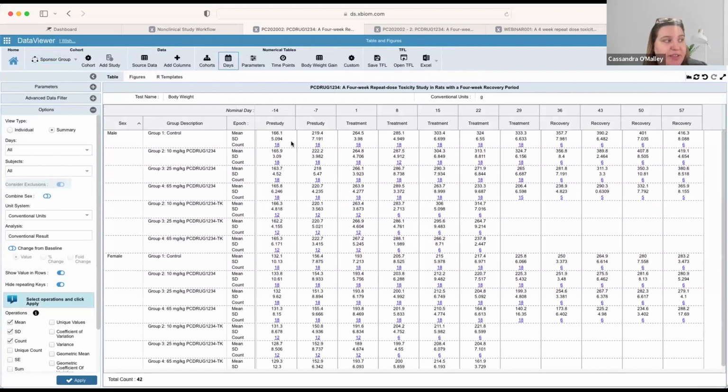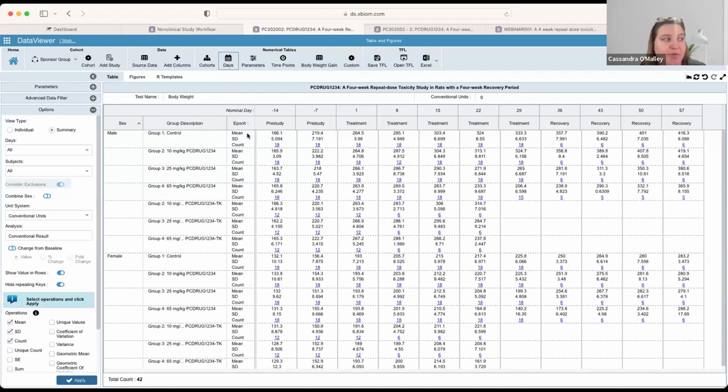Along the top is going to be the days of the study. We're using the nominal day in this case, but these can also be changed. Below that is going to be the epoch. So we have the pre-study, treatment, and the recovery. This is being pulled from the trial design information. So this is another way to check that if my trial elements or subject elements were off, these epochs would be populating incorrectly and we'd be able to see that.